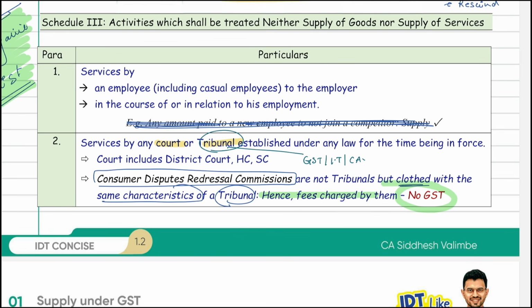Some of you might have a question that, sir, what about arbitral tribunal? I will cover the arbitral tribunal. Arbitral tribunal is not covered here. I will explain the reason in chapter number 4. I will take up this question. Arbitral tribunal is not under law. It comes from arbitration agreement between the parties. So it is not covered here.